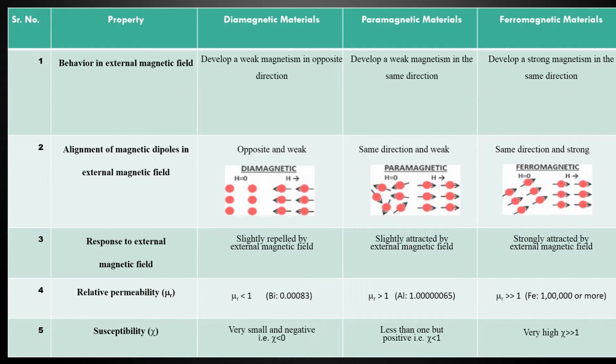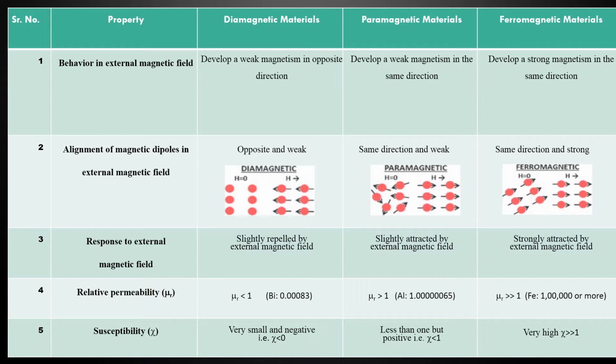So in the presence of an external magnetic field, diamagnetic material develops a weak magnetism in the opposite direction, while paramagnetic material develops a weak magnetism in the same direction, while ferromagnetic material develops a strong magnetism in the same direction.